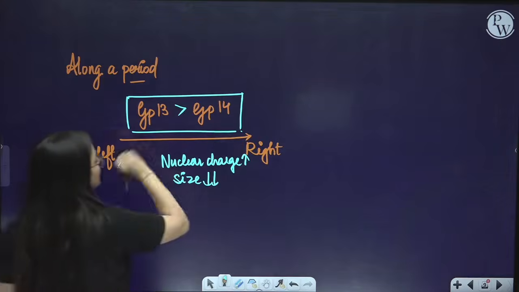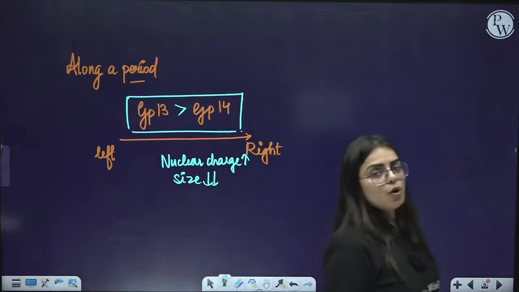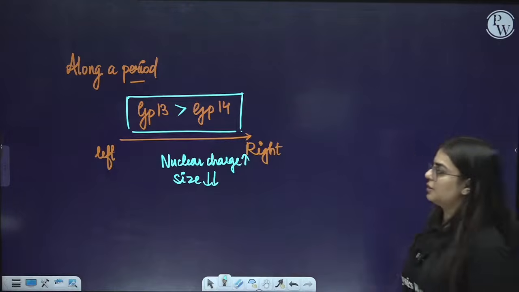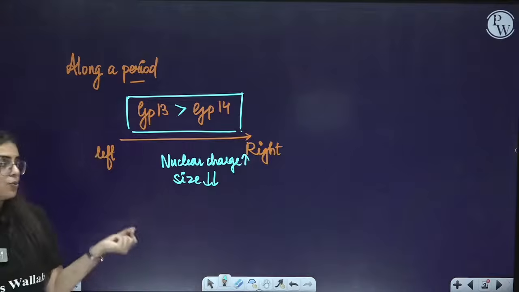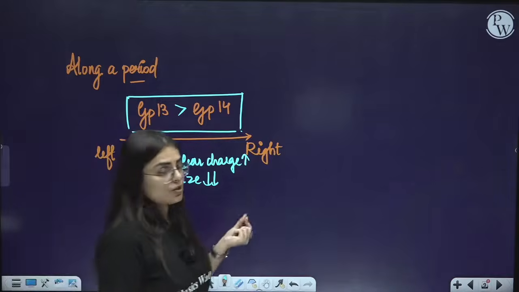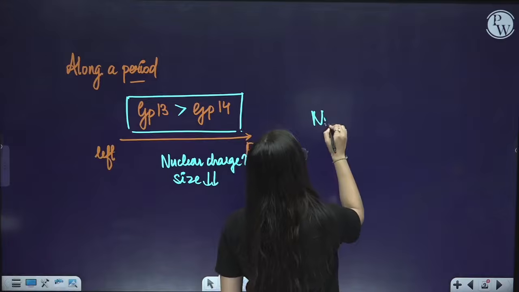This is a longer period. Group number 13 has more radii than group number 14. Clear, everyone? Nuclear charge from left direction to the right direction is going to increase, which is going to decrease your size. Now, what is the nuclear charge?